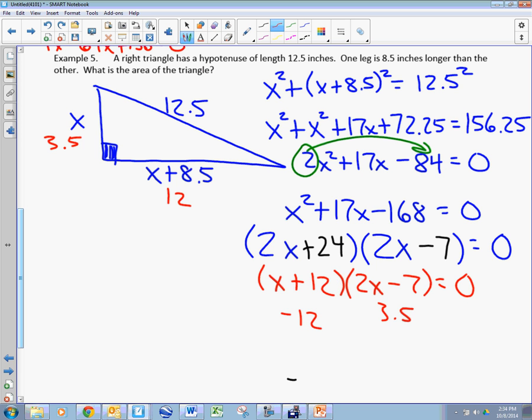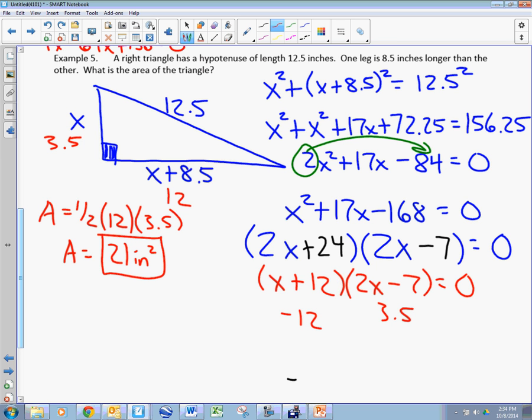Haley, you got a question. Area is 1/2 times the base, which is 12, times the height, which is 3.5. What's 1/2 of 12? 6 times 3.5 is 21. 21, we got inches, what? Squared. Bada bing, bada bam, bada boo, ski.